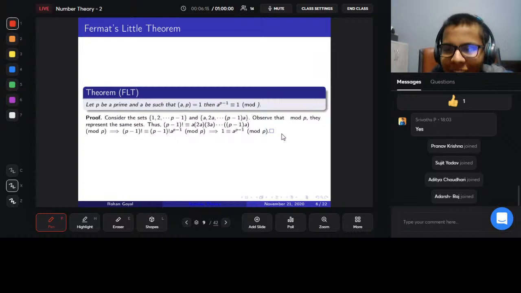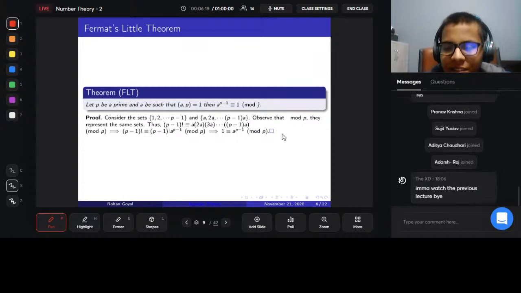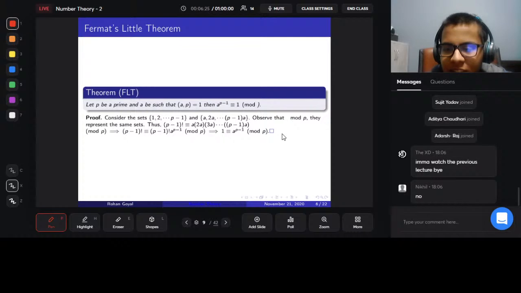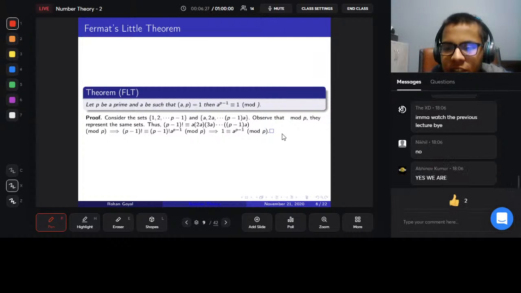That's a neat proof, right? Did you understand? All right, DXP. Okay. So do you understand why these sets are same mod p?